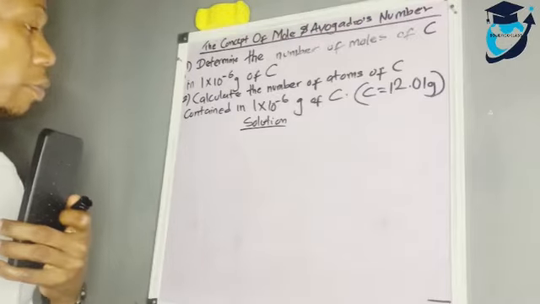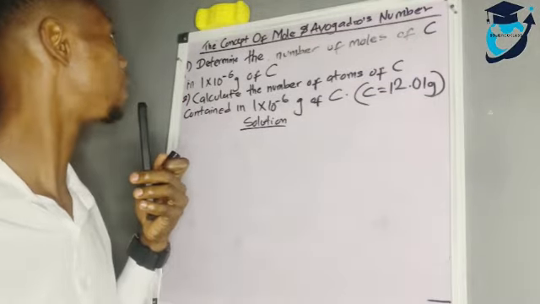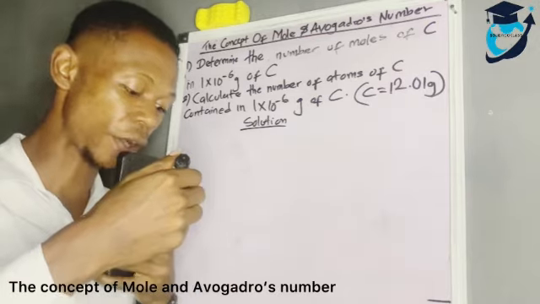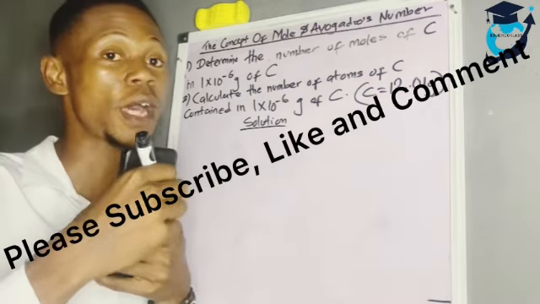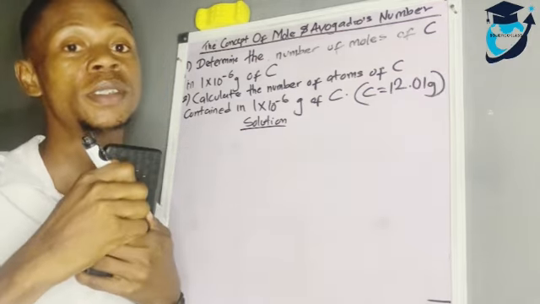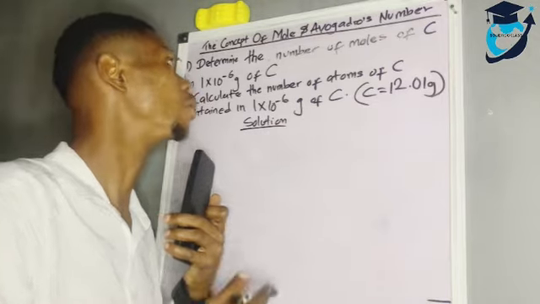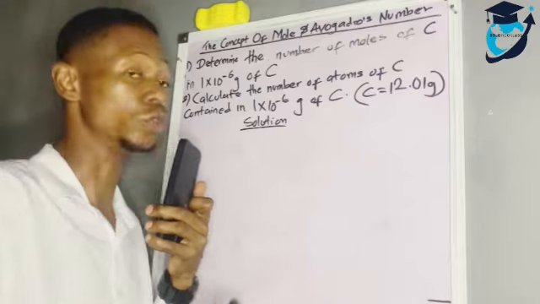Good day, my people. So today we will consider the concept of mole and Avogadro's number. If you check our previous video, you will see that I didn't talk about Avogadro's number, gram atomic weight, or atomic mass unit. So today we will see how they work and how we can use Avogadro's number and mole together.